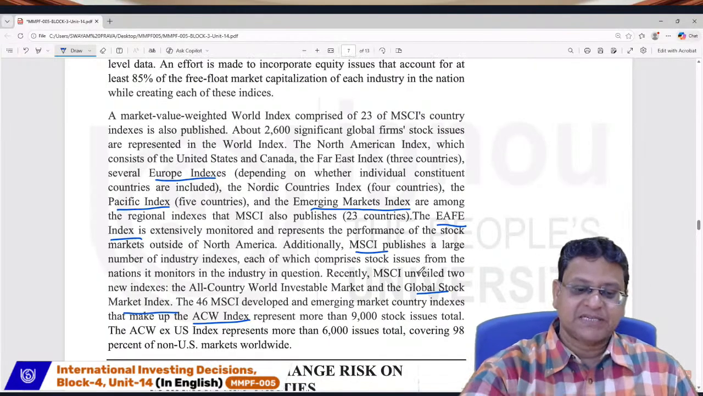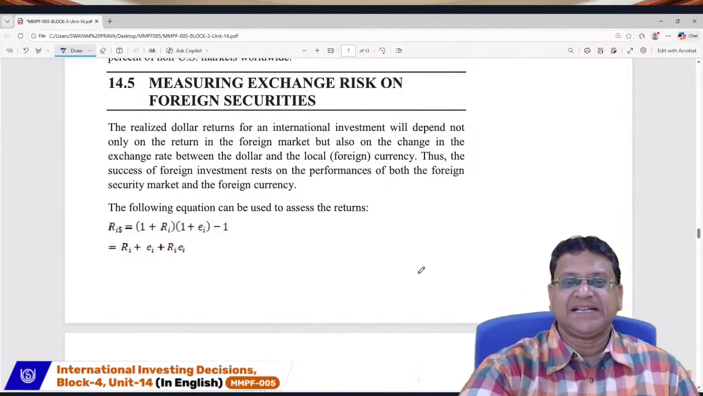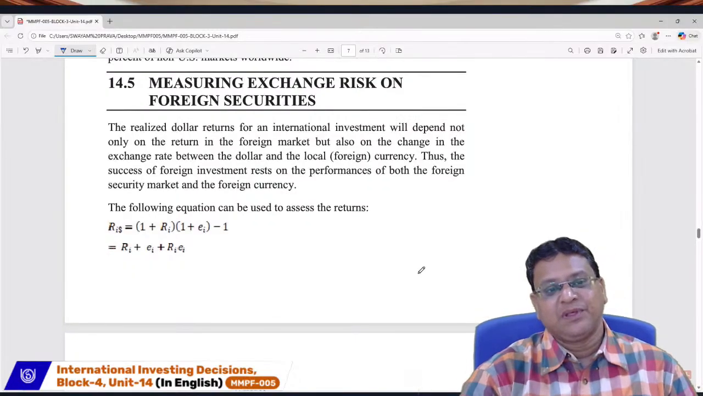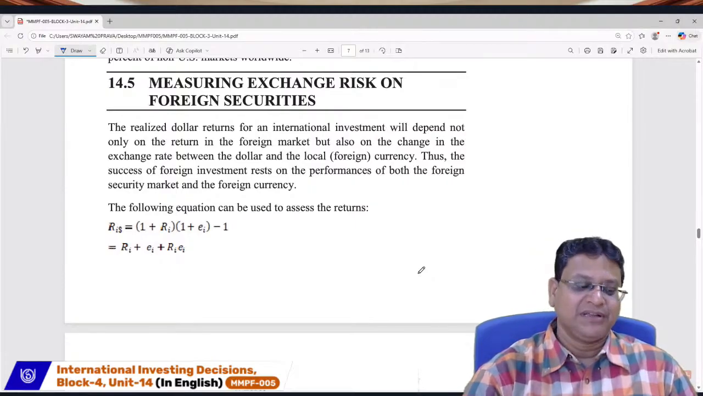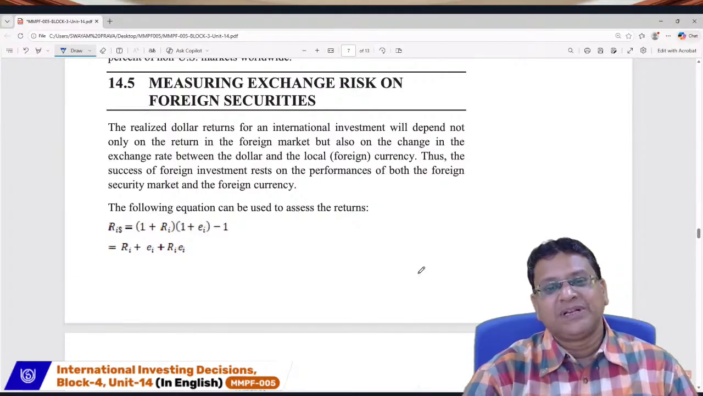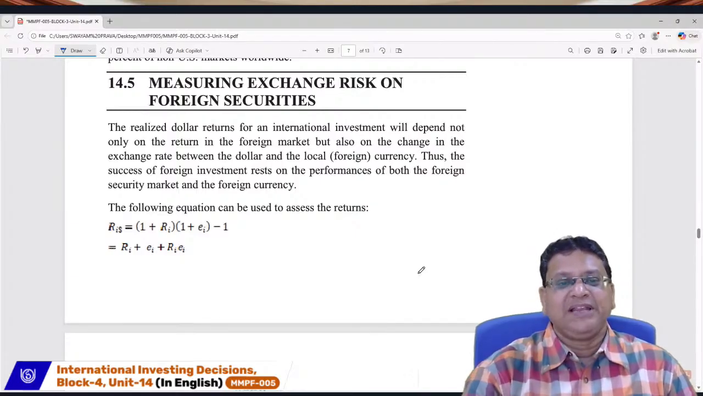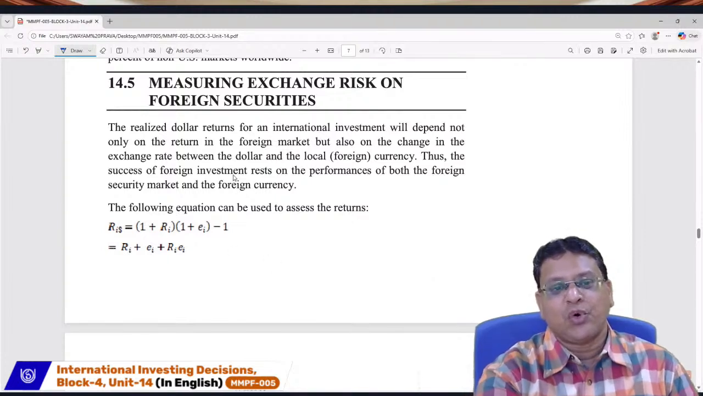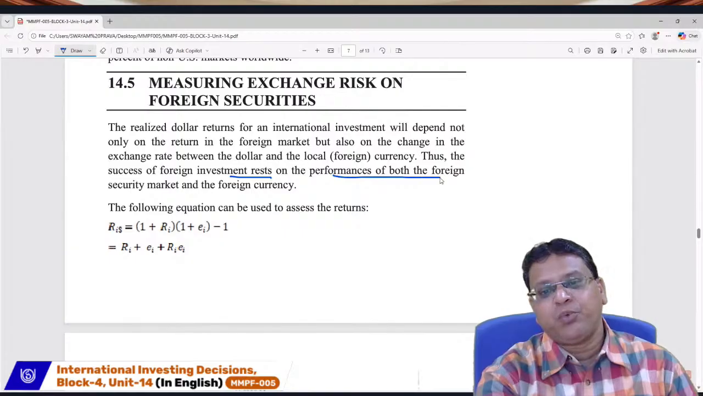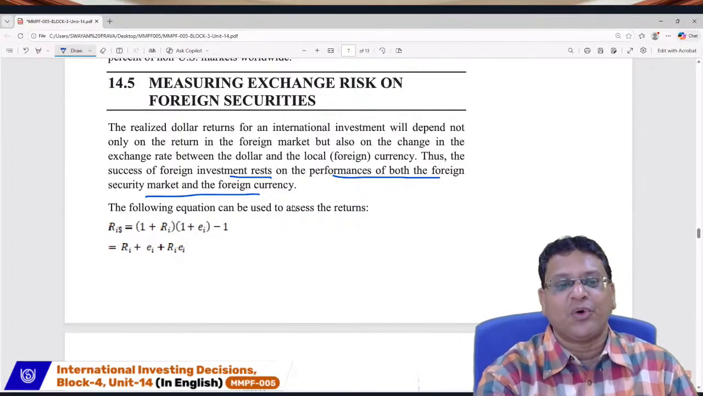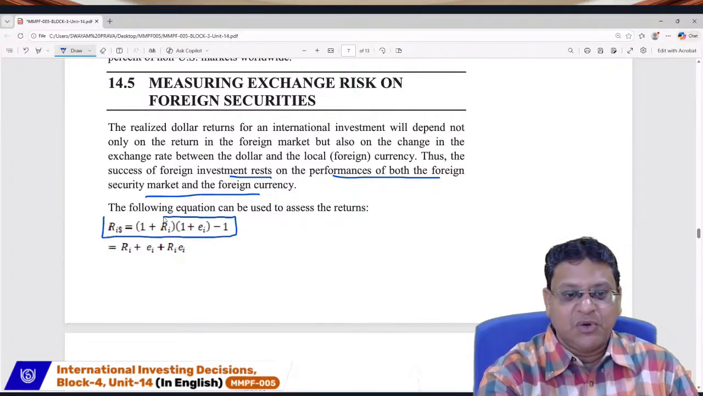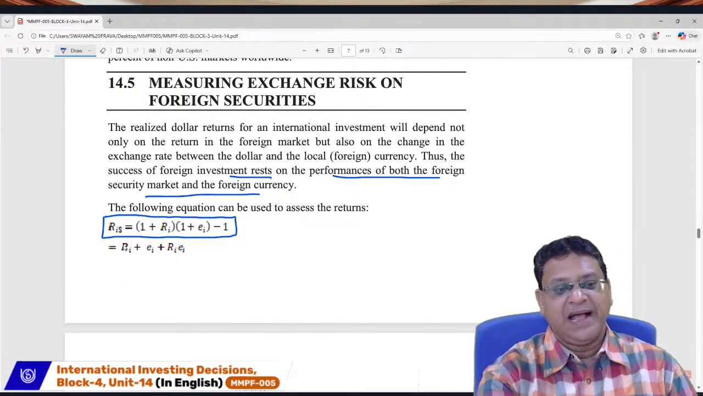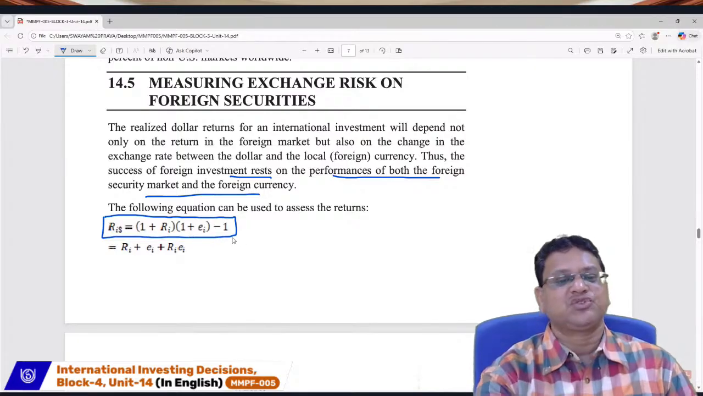Okay. Next, measuring exchange rate risk on foreign securities. Now we will discuss how to measure risk in a foreign security. In a foreign portfolio, how is risk measured? We know that foreign investments are subject to currency risk. Hence, foreign portfolio investments are subject to currency risk, and you can find out the real value of return with the help of the following formula. RI dollar is equal to (1 plus RI) times (1 plus EI) minus 1.